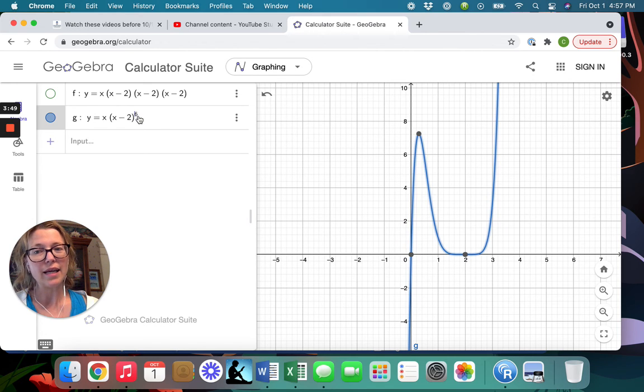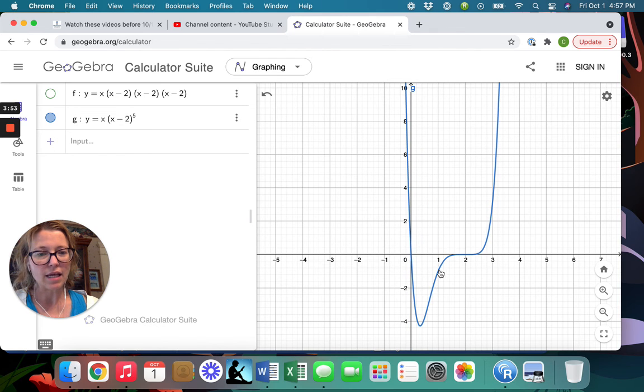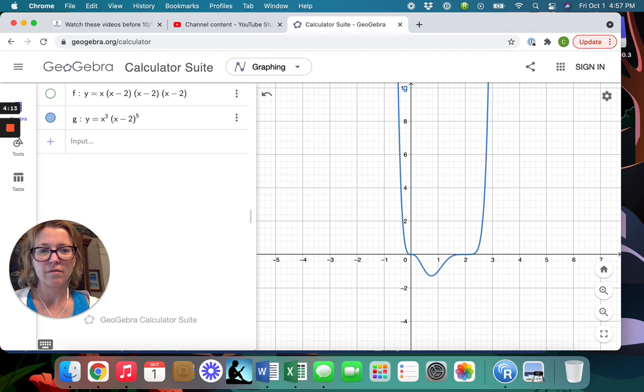With an odd exponent, it does pass through, but the bigger it is, the more shallow it is. This has a multiplicity 5. What if I gave the 0 x-intercept a multiplicity? Watch what happens right here. It's still passing through, but now it's much more shallow.